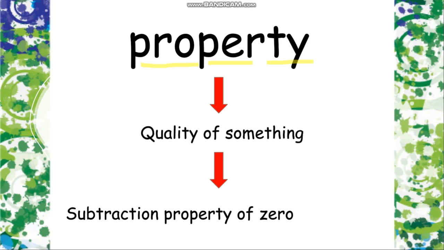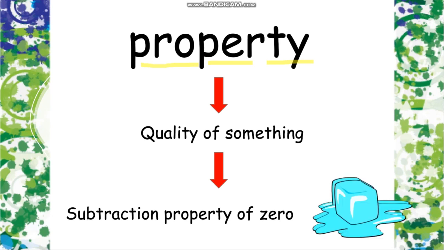And this property is not going to change. ठीक है, वो change नहीं होती है. Subtraction property of 0 क्या है? Whatever the number is, कितना भी बड़ा number हो, even if it is 100, if you are going to subtract it by 0, you will obviously get the same number. It is not going to change.